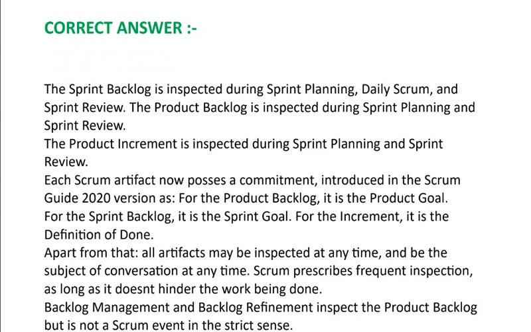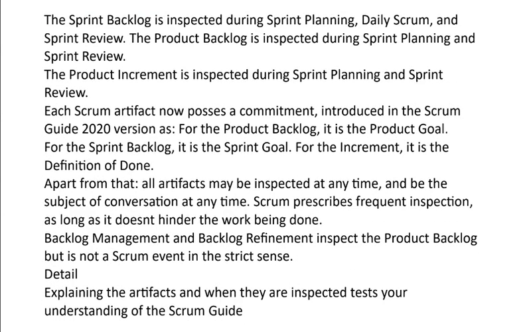Each Scrum artifact now has a commitment, introduced in the Scrum Guide 2020 version. For the product backlog, it is the product goal. For the sprint backlog, it is the sprint goal. For the increment, it is the definition of done.